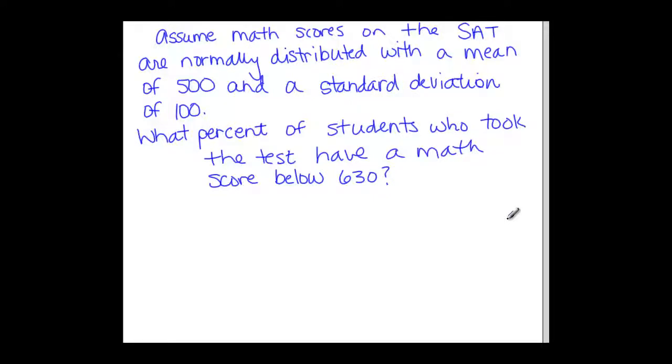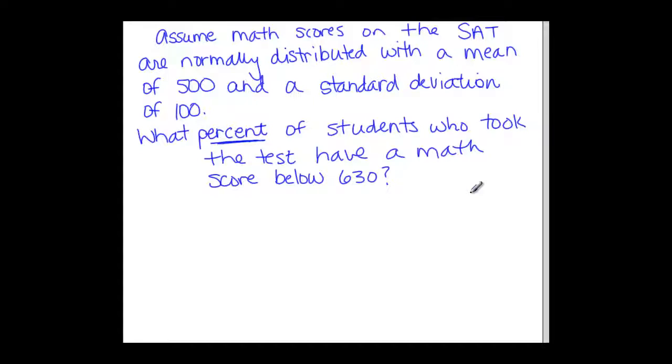Here we have a problem from 13.6 where we have been finding the area under the normal curve. In this problem we're going to assume that math scores on the SAT are normally distributed with a mean of 500 and a standard deviation of 100. We want to know what percent of students who took the test have a math score that's below 630.